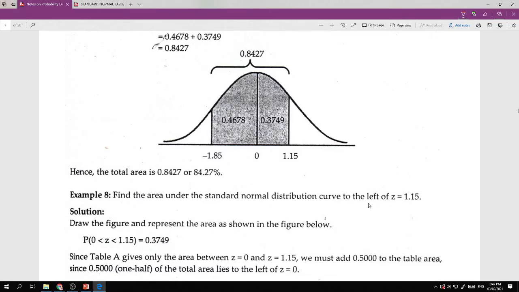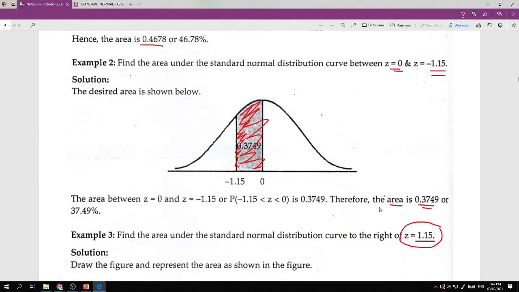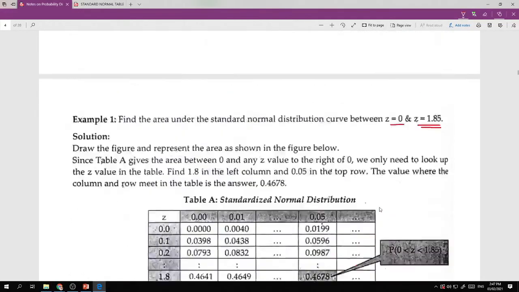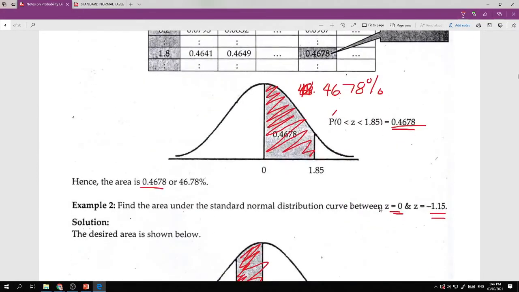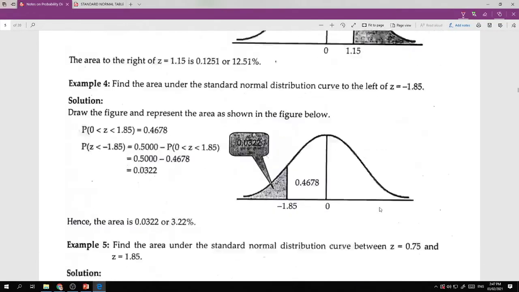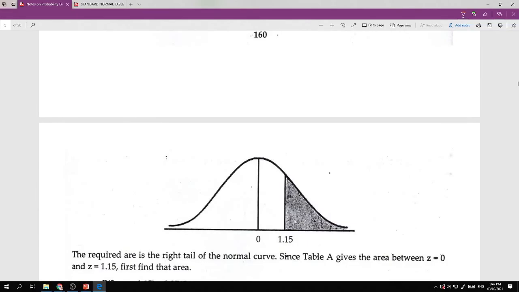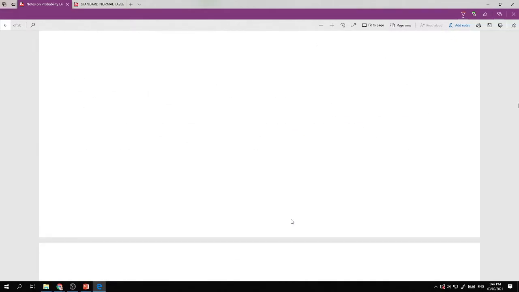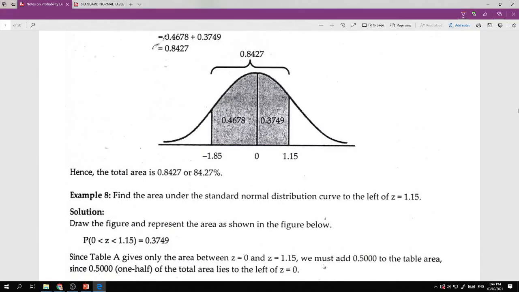This time, to the left of z = 1.15. In our example, earlier it was to the right of 1.15. You still remember our first example? Our first example was to the right. It was our third example, to the right. What if you're asked for the area to the left of 1.15?